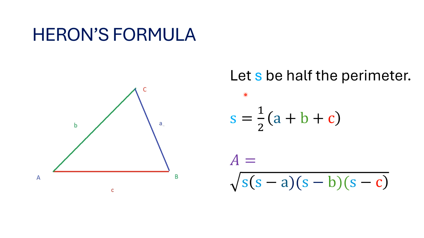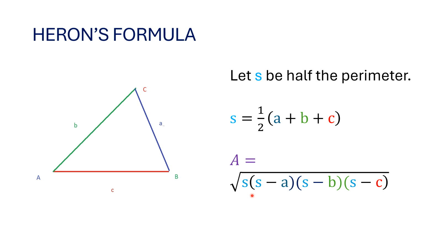So the first thing Heron requires us to find is the half perimeter. A half perimeter is one half the perimeter. So we call that S, and that's going to be one half the sum of A, B, and C. So we're going to take three sides, add them together, and divide by 2. That's an easy operation. Then Heron's formula says the area of the triangle is the half perimeter times the half perimeter minus A times the half perimeter minus B times the half perimeter minus C.